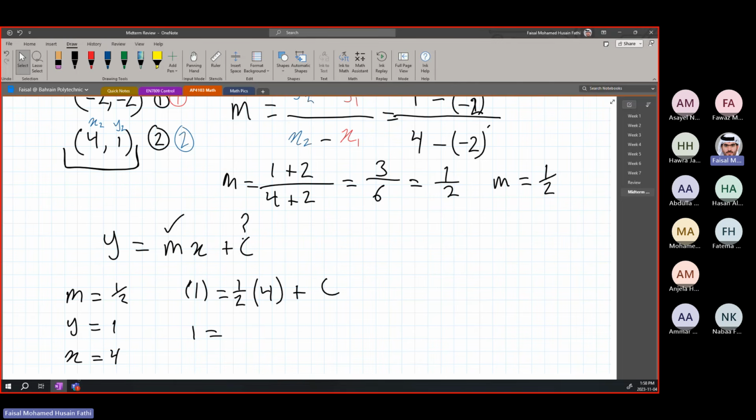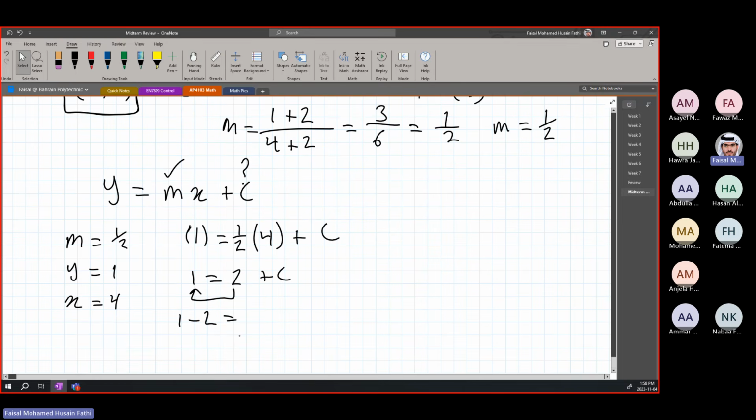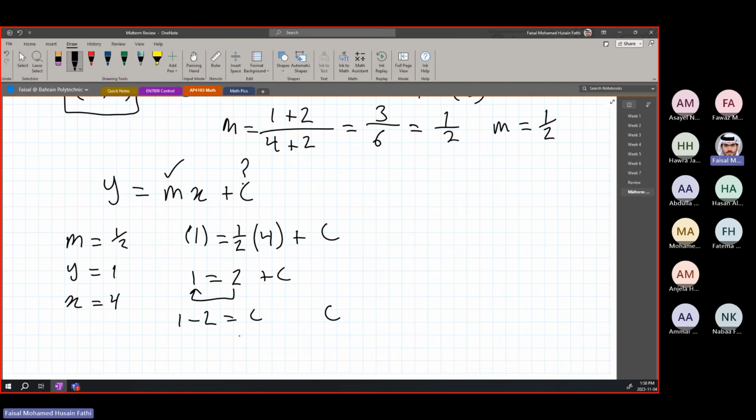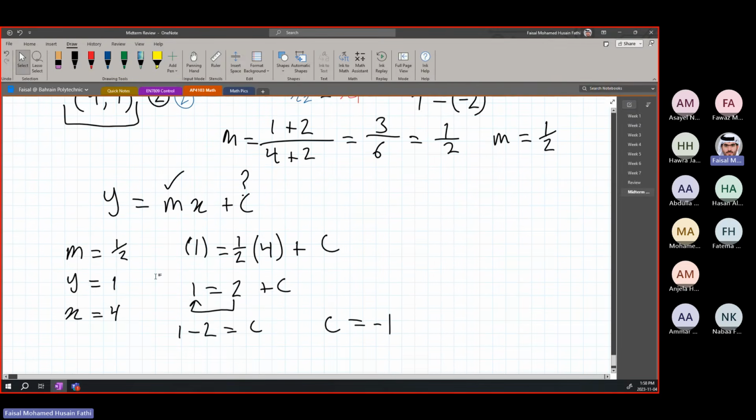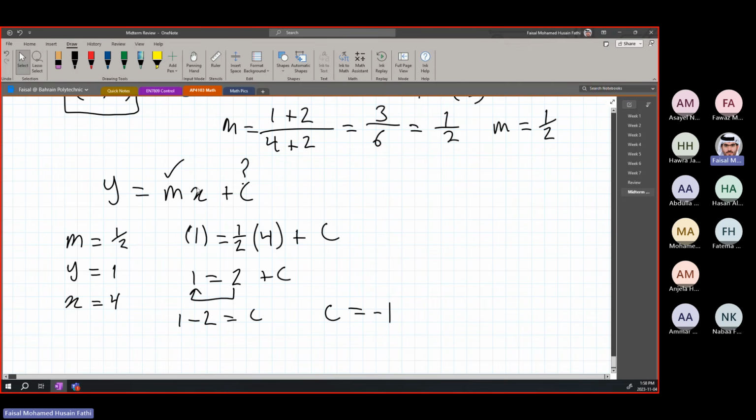So 1 is equal to half times 4, which is 4 over 2, which is equal to 2, plus c. We'll just take the 2 to the other side. So 1 minus 2 is equal to c. C is equal to 1 minus 2, which is minus 1. That's it. And we found our c, just from the points. So I repeat, you just choose a single point here after finding the slope. You choose a single point, you substitute it back in the equation of a line.